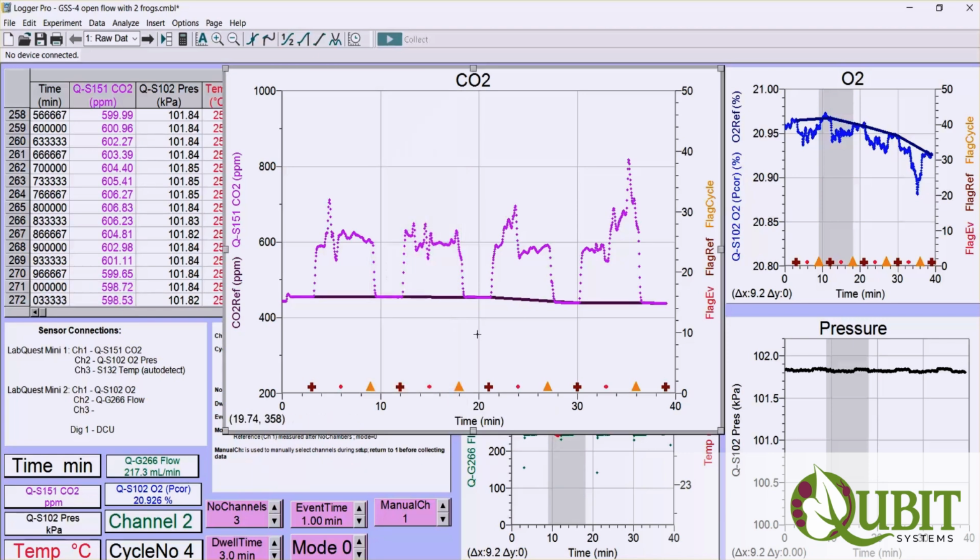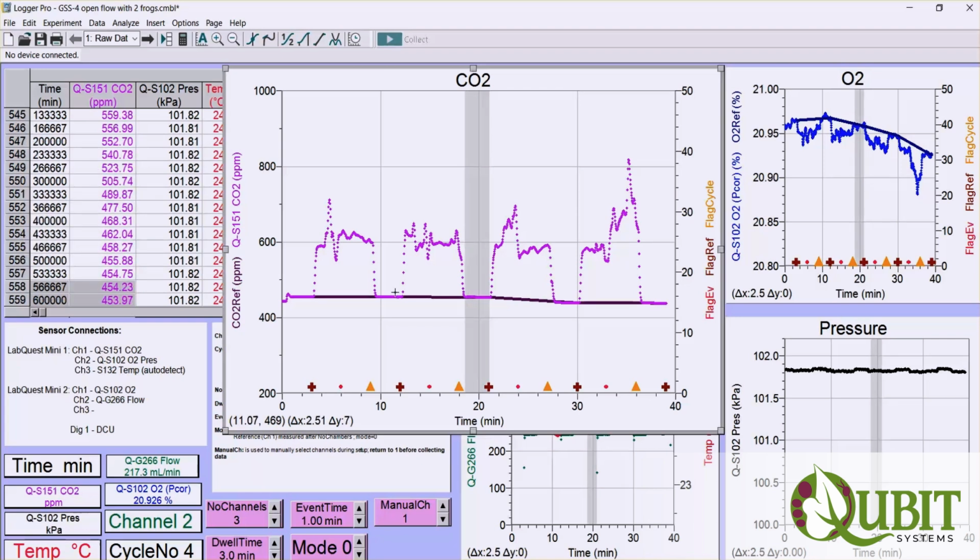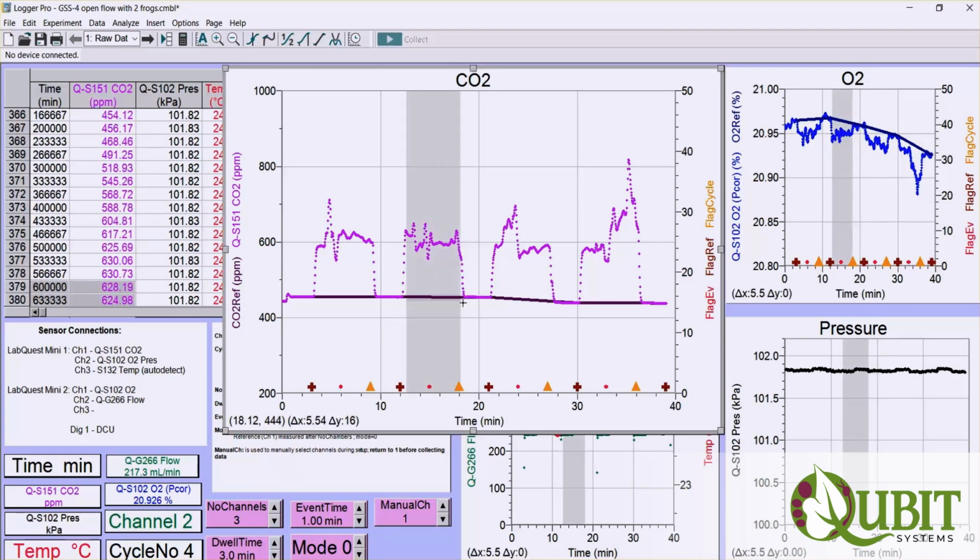The other thing to mention here is this dark line represents our reference CO2 readings, and we're actually measuring reference in these sections between the triangle and the red cross, but in between, when reference is not being measured, the reference is extrapolated from these 2 measurements. So the reference data that's used to subtract from the sample CO2 data is extrapolated from the measurements of reference at the beginning and at the end of each cycle.